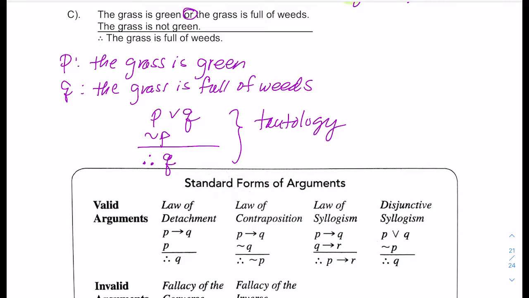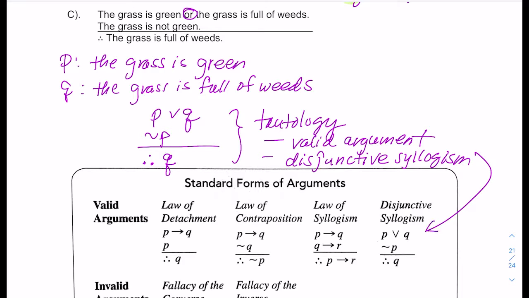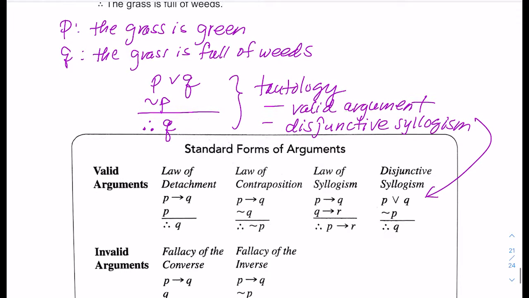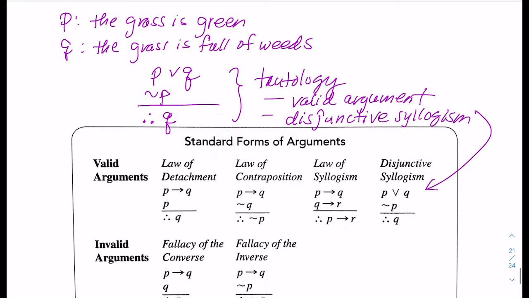And if you made a truth table, you would see that you would have all truths for your conclusion. This is a valid argument. And it's also known as a disjunctive syllogism, which you can see here. So in this table, I have listed all the standard forms of arguments, and we have gone through each one of them except for the law of syllogism.